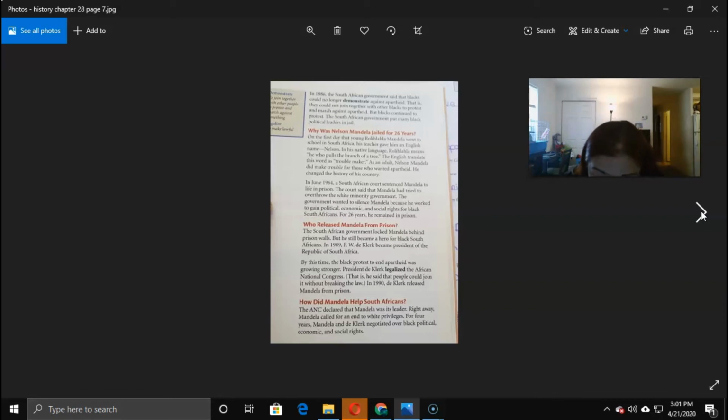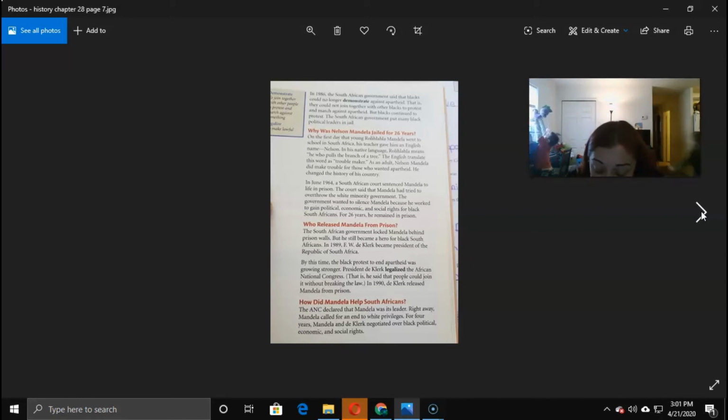In June 1964, a South African court sentenced Mandela to life in prison. The court said that Mandela had tried to overthrow the white minority government. The government wanted to silence Mandela because he worked to gain political, economic, and social rights for black South Africans. For 26 years, he remained in prison.